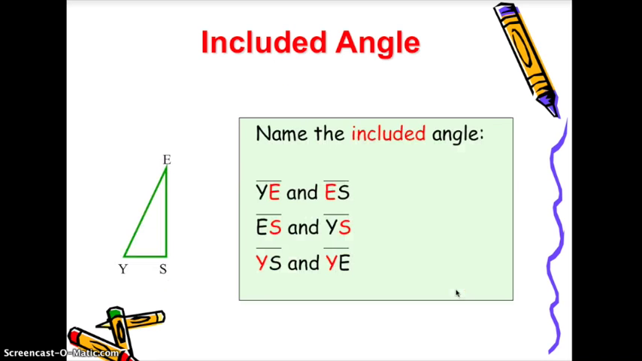Now, you can also tell the included angle because it is represented in both lines. This line YE has an E in it, and this line ES has an E in it. So the included angle between YE and ES, well, they both touch at E. All right, and now that you see that pattern, you can easily see that these two both have an S in it. ES and YS both touch at S. The included angle is S. And for the last one, between YS and YE, the included angle there is Y.